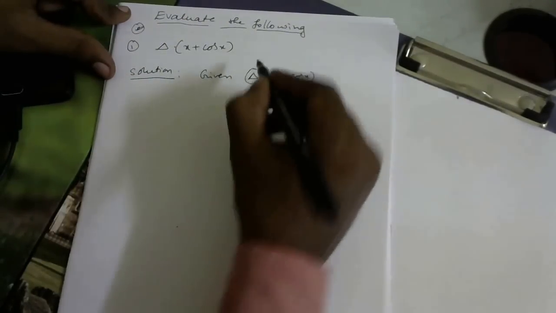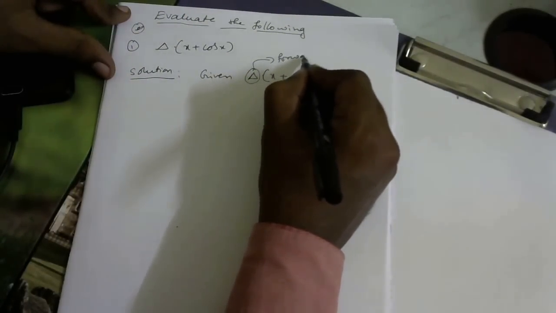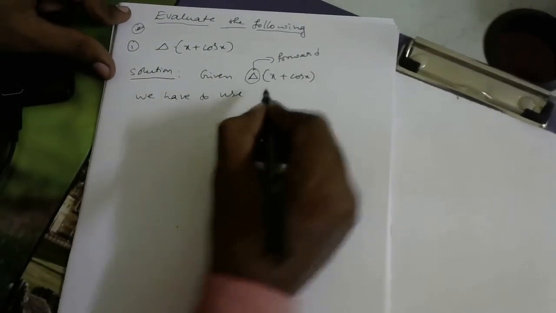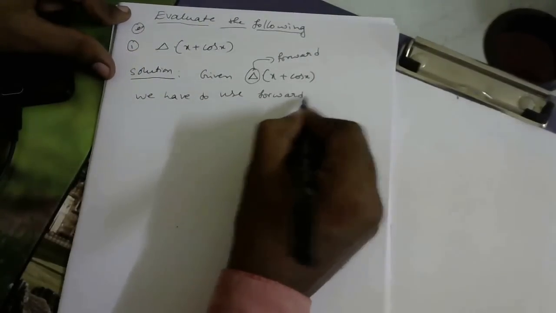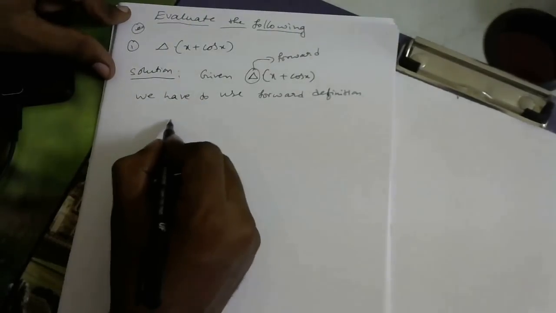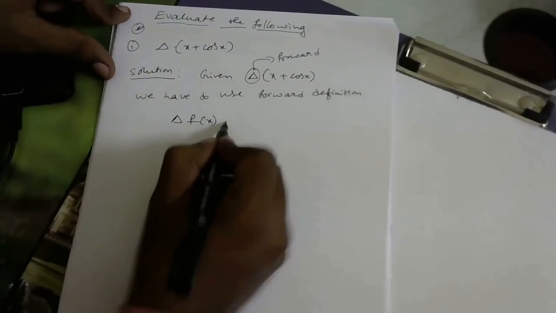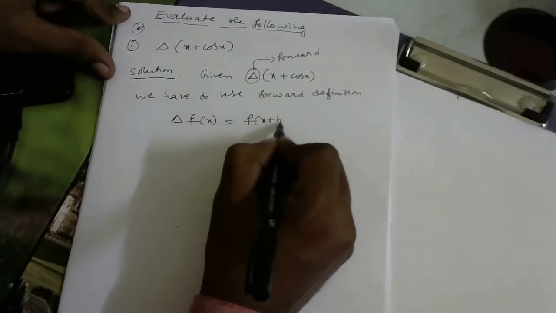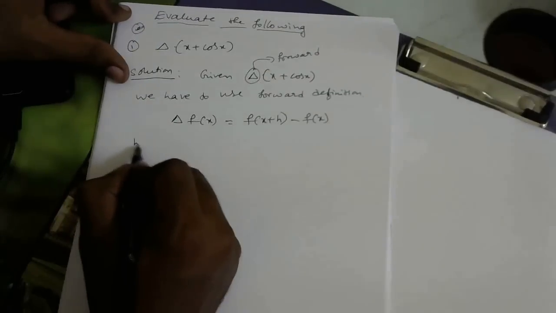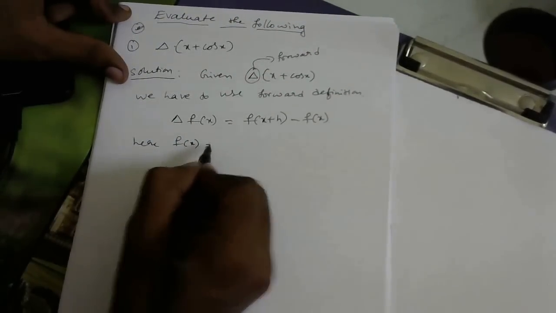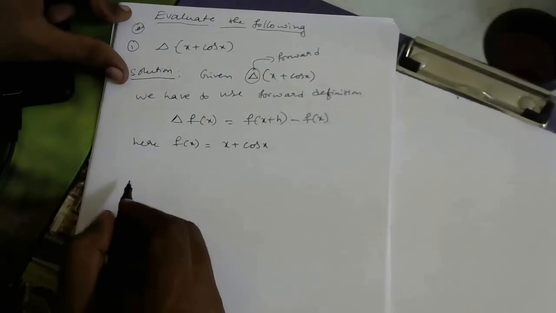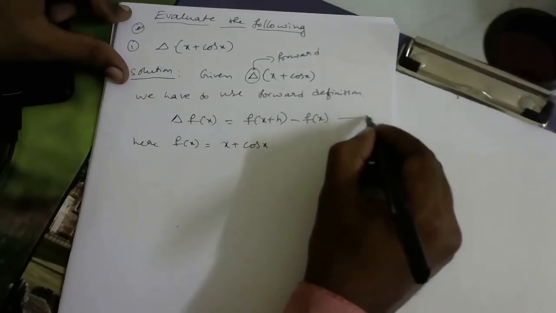Here delta means forward, so we have to use the forward definition. So what is the forward definition? Delta f of x equals f of x plus h minus f of x. So what is f of x here? F of x equals x plus cos x. Now substitute in this equation star.